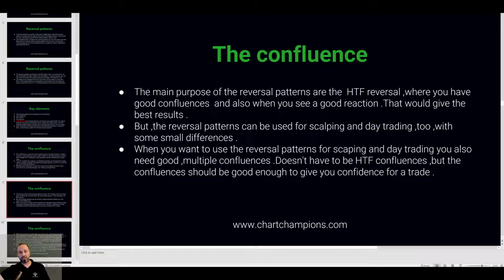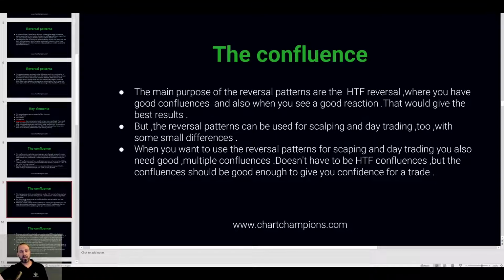But the reversal pattern can be used for scalping and for day trading with some small differences. Like I said, the reversal pattern gives the best results when you see a full reversal, right? So most of the time I use them for a swing trade. When I have my confluences, I check the reaction, I see a good reaction, and then I actually want to take the trade. Then I can use the reversal pattern, and the best results are given on the high time frame. But like I said, they can be used for day trading and for scalping with some small differences. When you want to use the reversal pattern for scalping and day trading, you also need good multiple confluences.